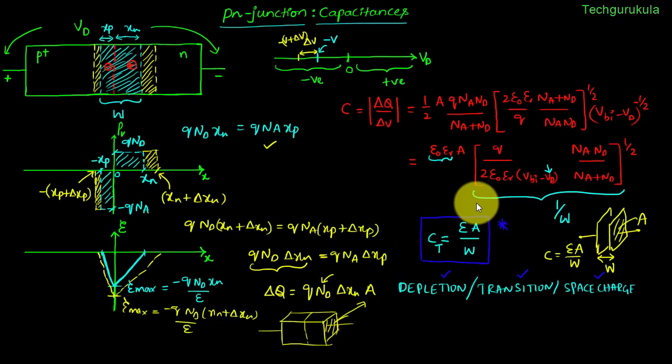So which means even though we did a lengthy derivation, it's a very simple thing to remember because we can assume that the depletion charge is actually present on these plates which are separated by a distance of W, which in our case is the depletion region width. And the cross-sectional area is actually the area of the PN junction diode.